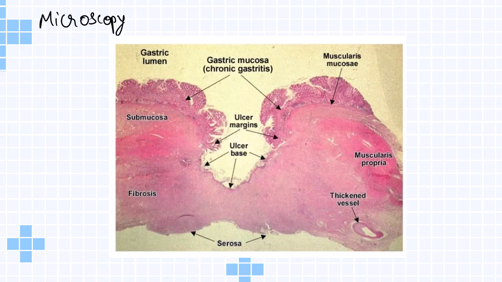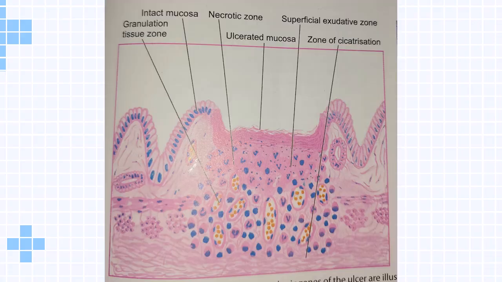Microscopically, chronic ulcers show a sharply punched-out defect. The surrounding mucosa often shows features of chronic gastritis. Fibrosis develops in the base of the ulcer as part of the healing process. Blood vessels may become thickened due to repeated injury and repair. The ulcer actually shows distinct histological layers. A chronic peptic ulcer shows four characteristic layers from top to bottom.